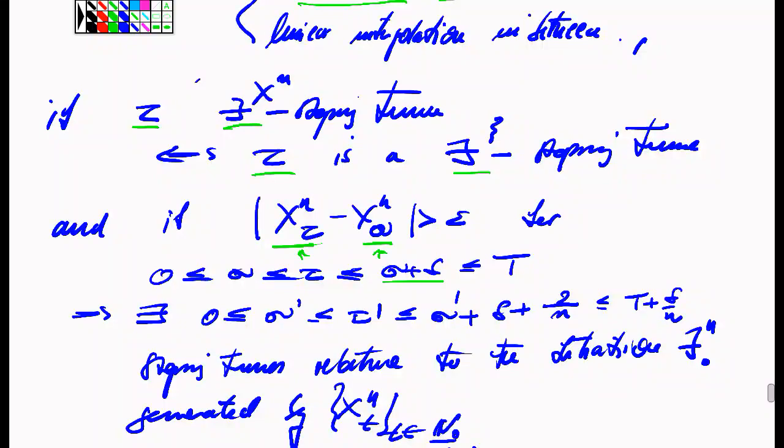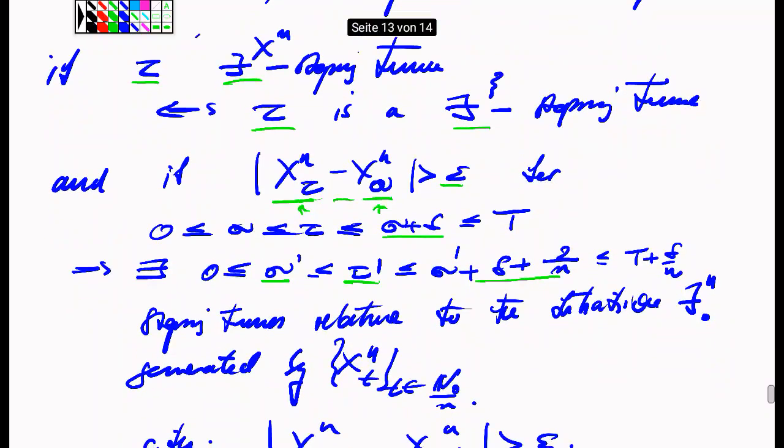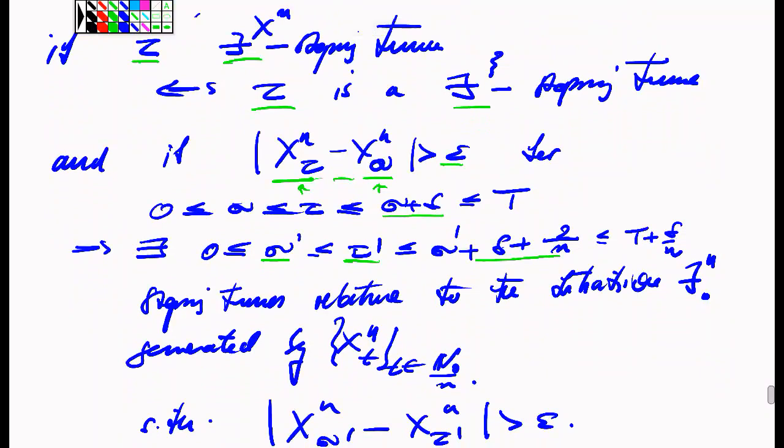So therefore, whenever we have two stopping times, arbitrary stopping times, which can assume values in any time between 0 and capital T, such that this difference of points is bigger than epsilon, then we find two other stopping times, sigma prime and tau prime, which are possibly no further away than this delta, but with a little bit of an error, because the grid size here is 1 over n.